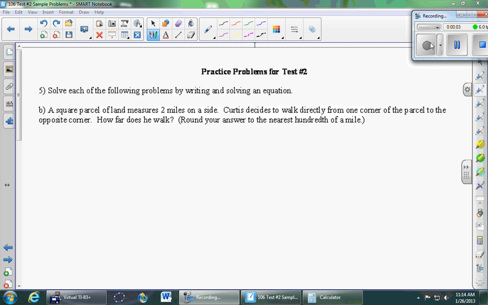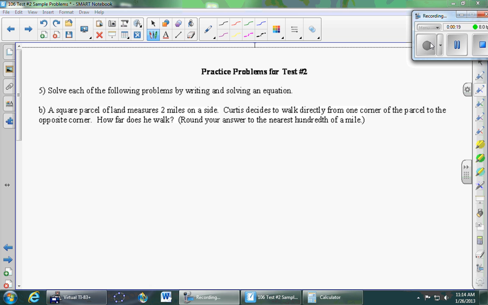This is problem 5B on the practice problems for test number 2. A square parcel of land measures 2 miles on a side. Curtis decides to walk directly from one corner of the parcel to the opposite corner. How far does he walk? Round your answer to the nearest hundredth of a mile.